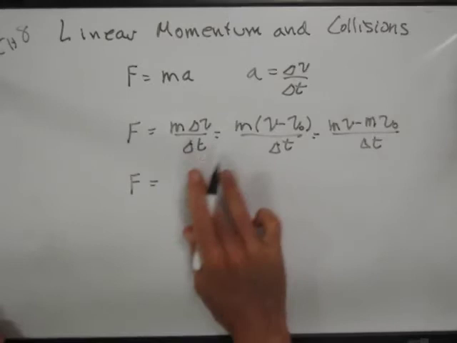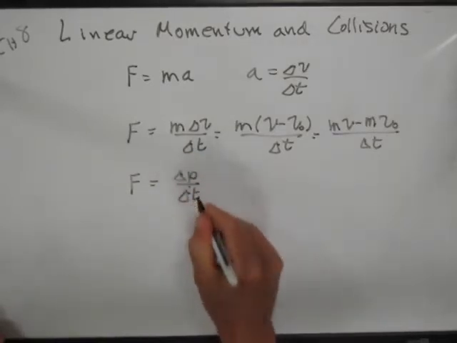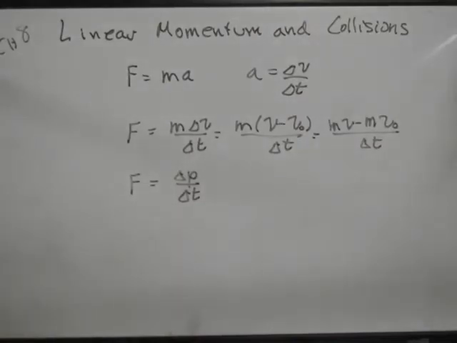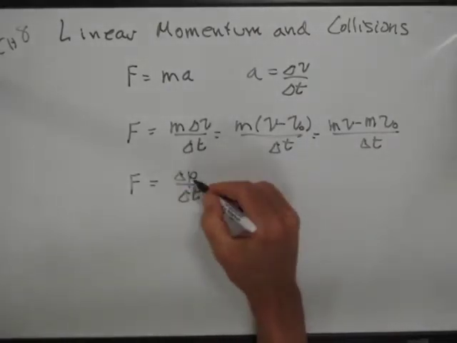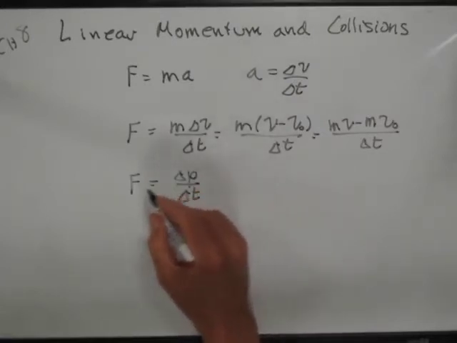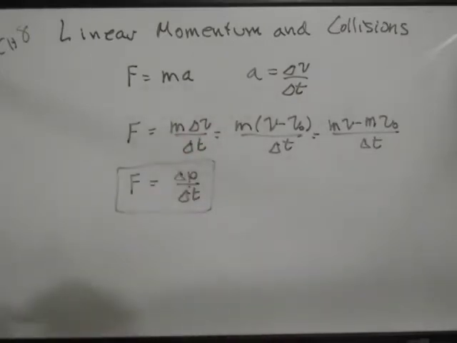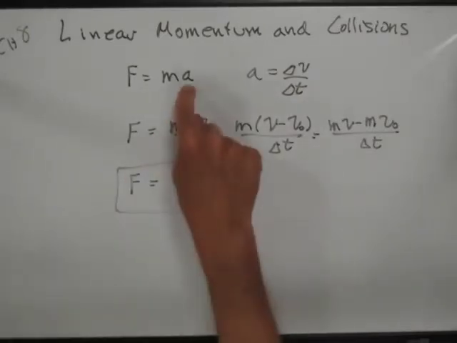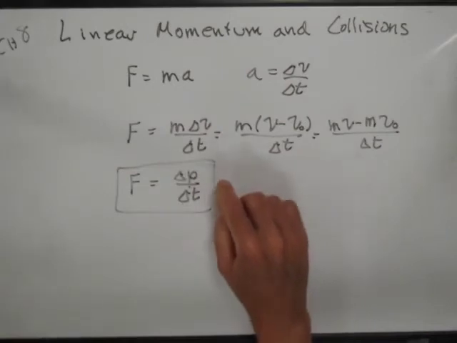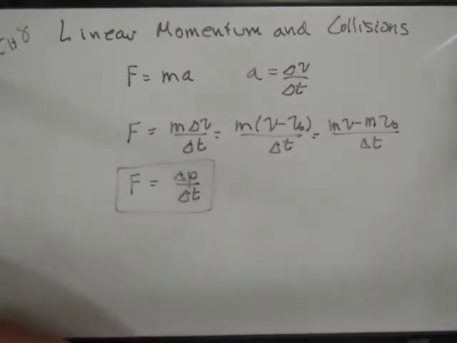So the force can just be written as the change in momentum over the change in time. And this is really the way Newton wrote his original second law. We've kind of rewritten it for our beginning physics classes, but really this is the way Newton wrote it. So let me do an example.